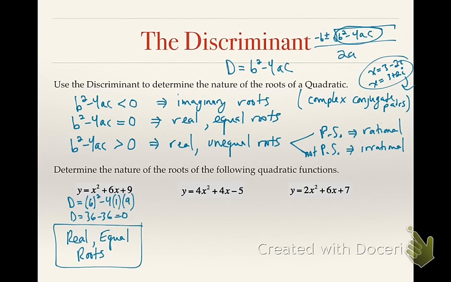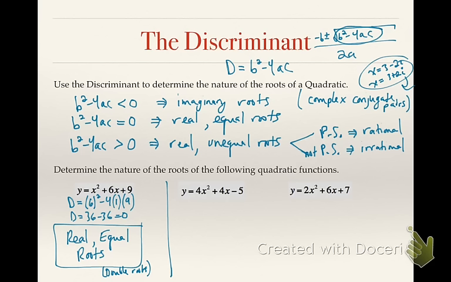Sometimes referred to as double roots. That's the situation where you get, like, x equals 5, for instance. I believe in this case it ends up being -3 and -3. But you know, you have real and equal roots.